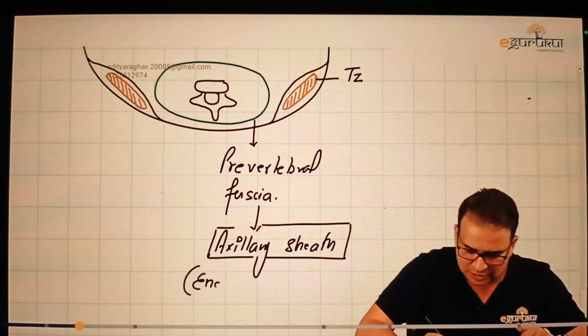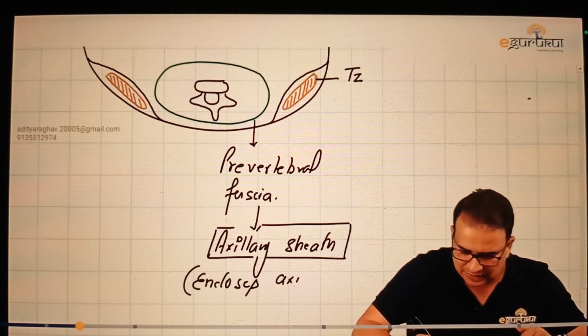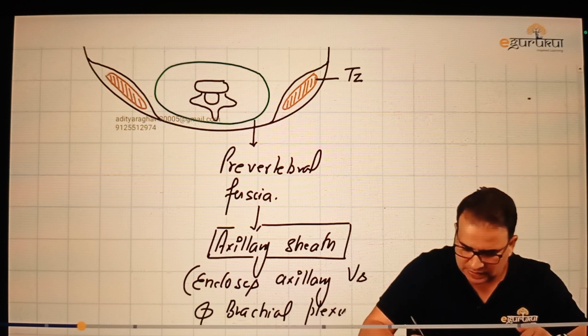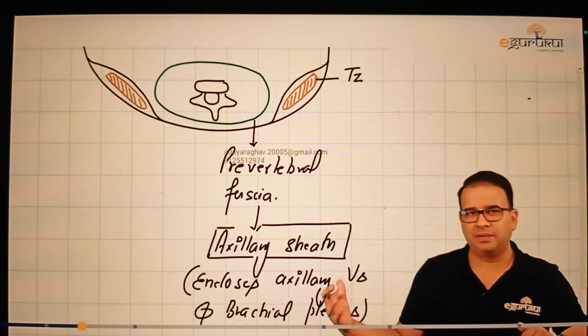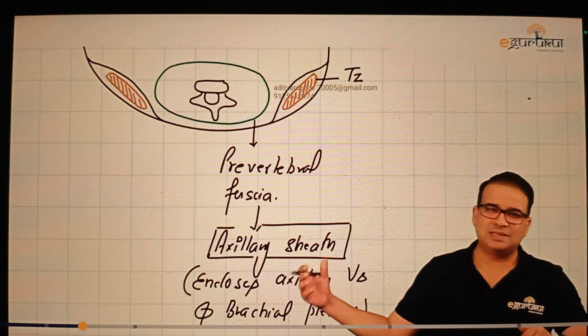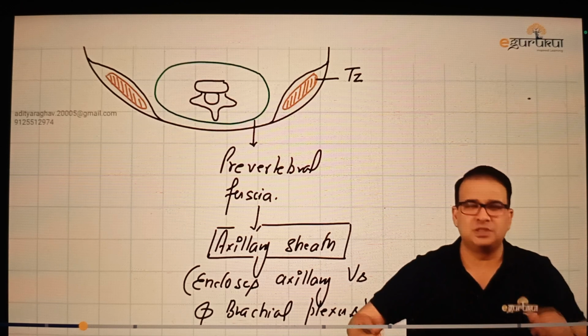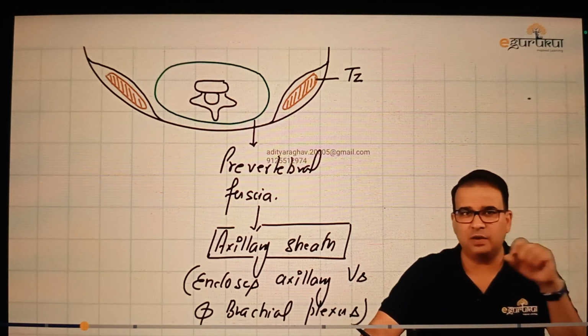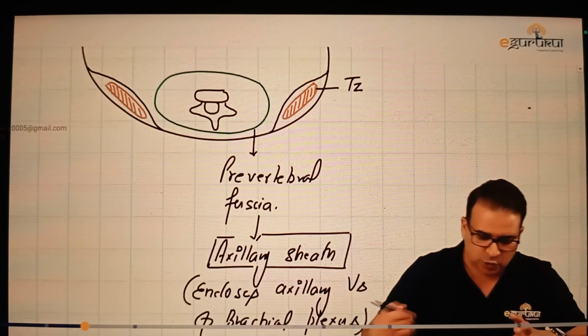And what does the axillary sheath do? The axillary sheath encloses the axillary vessels and the brachial plexus. We'll discuss the axillary sheath contents in the upper part and the axilla part. When we talk about the brachial plexus, both the axillary artery and the brachial plexus are enclosed in a sheath, the sleeve which is an extension of prevertebral fascia. So till now we have looked at two modifications in the diagram: one is the investing layer and one is the prevertebral layer. Okay, let's go further in this diagram.